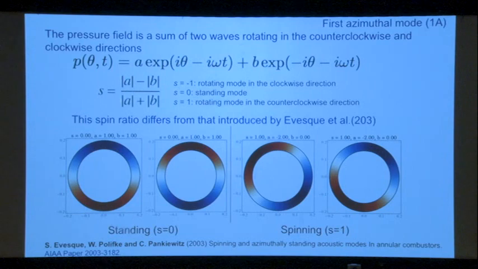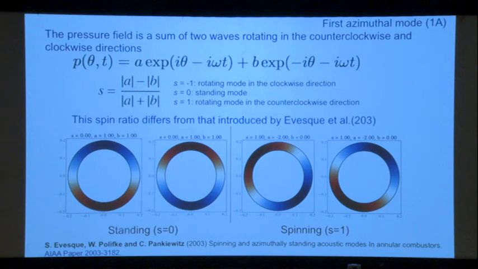So we have the amplitude A minus the amplitude B divided by the amplitude A plus B. So for example, if A is equal to 1 and B is equal to 0, S will be 1, and the mode is rotating in the positive theta direction, that is in the counterclockwise direction.